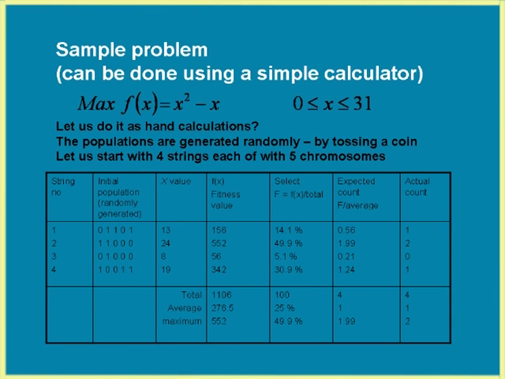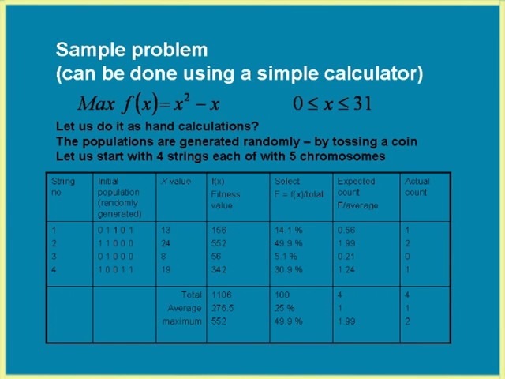So x value is 13, so it is 13 square minus 13, which is 156. Like that you do for all the population. This is my fitness value. Find out the total for this population, find the average, and find the maximum.